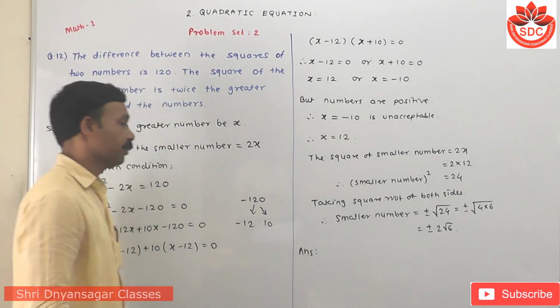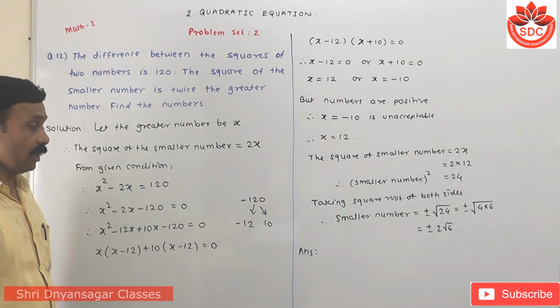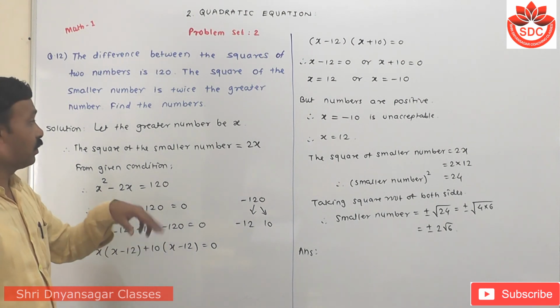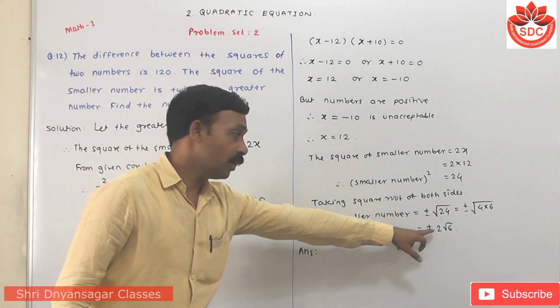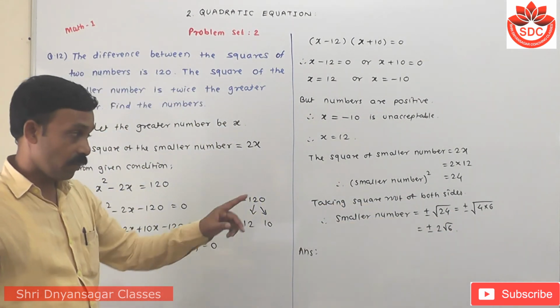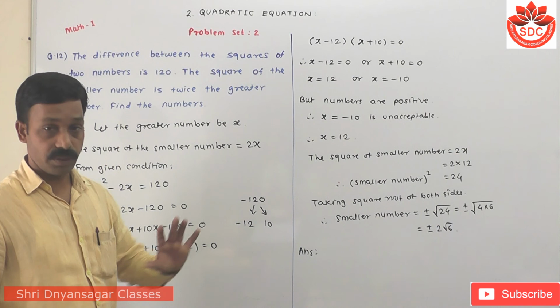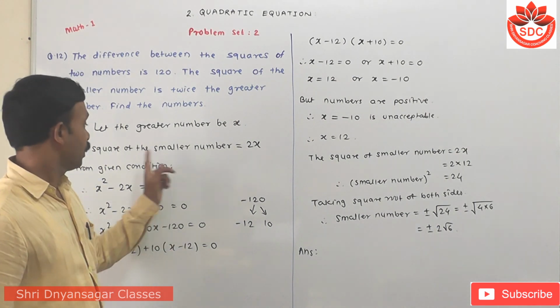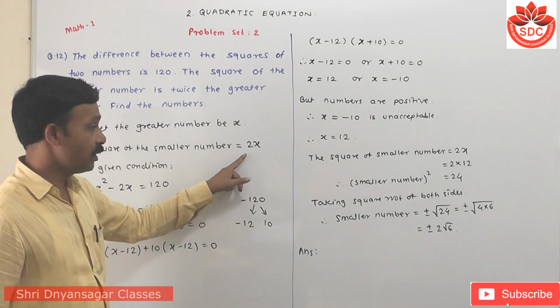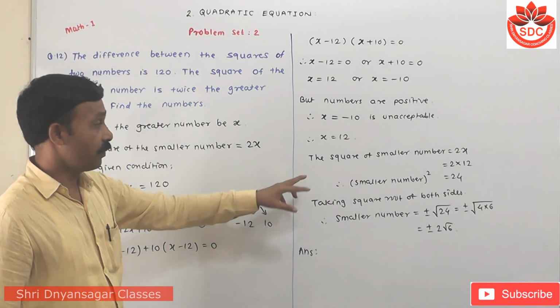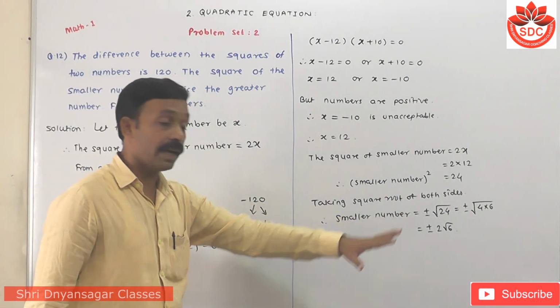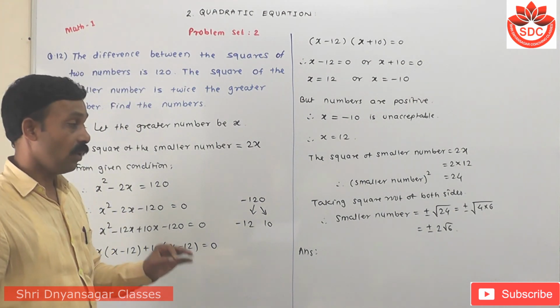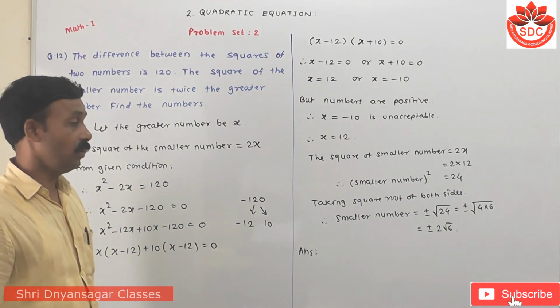Answer. There are two pairs of numbers here. If x is equal to 12 is the greater number, at that time the smaller number is plus root of 24 or plus 2 root of 6. Then if x is equal to 12 is the greater number, then the smaller number is minus 2 root of 6 or minus root 24.